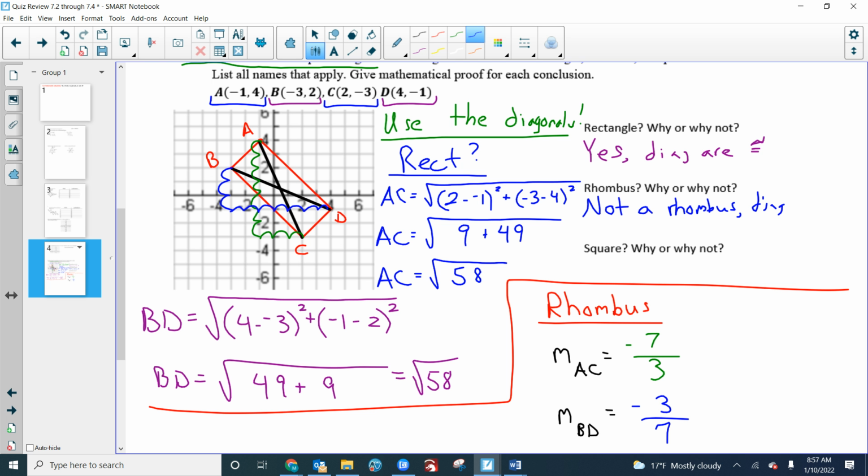Diagonals are, how are we going to word this one? Not opposite reciprocals. I would accept that. Not perpendicular, right? Not. And you can even use the perpendicular symbol if you don't want to write it out.